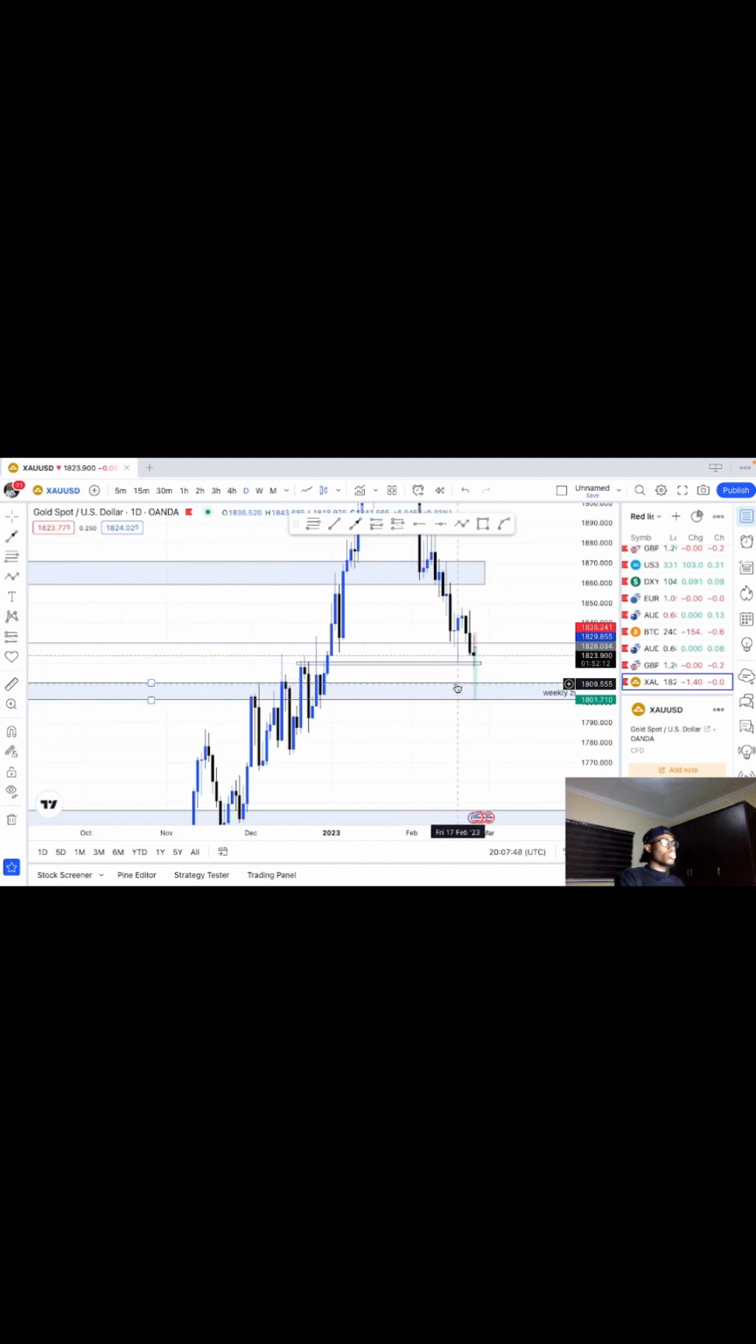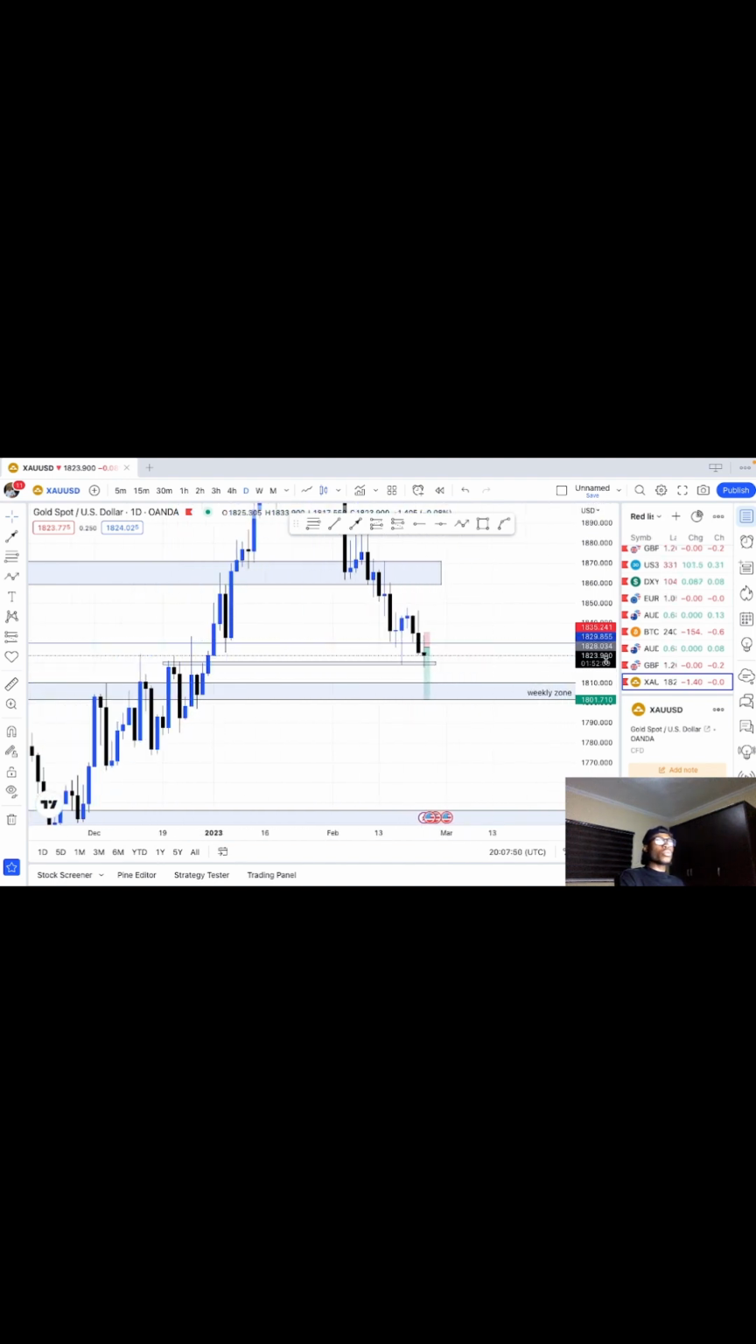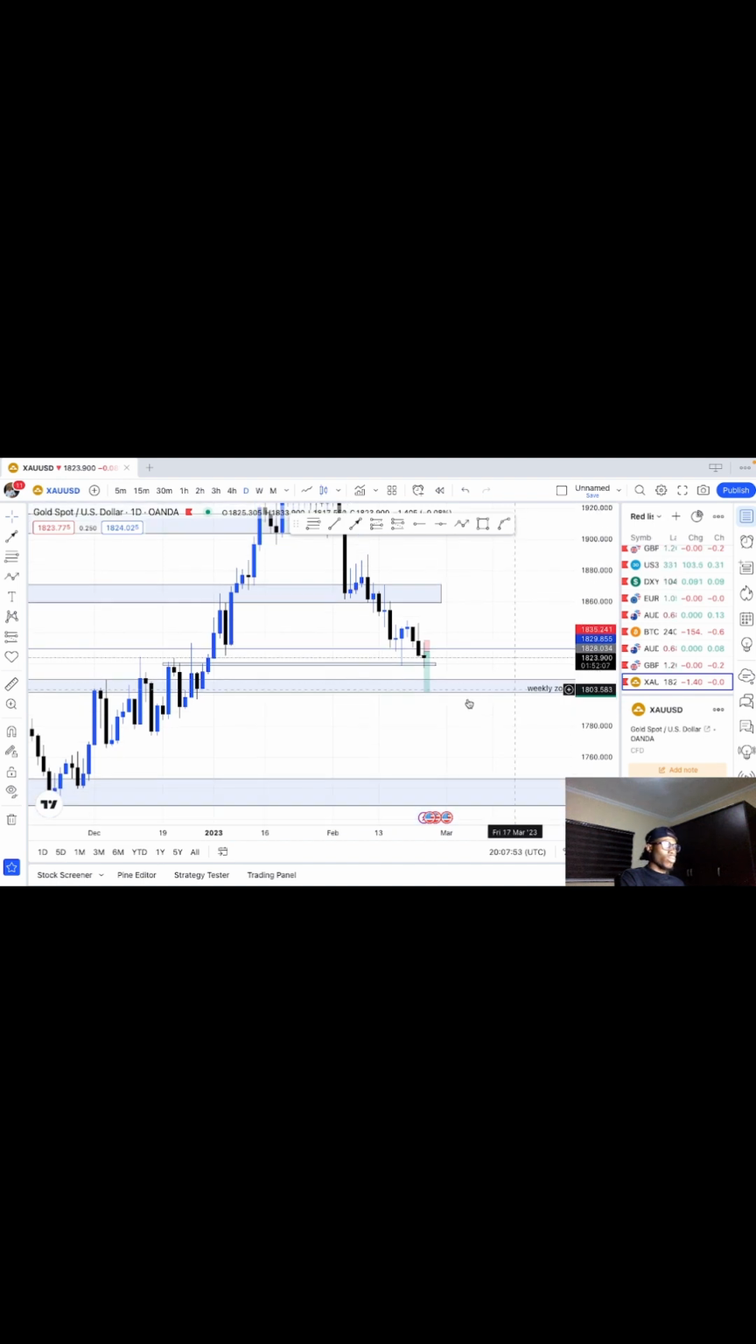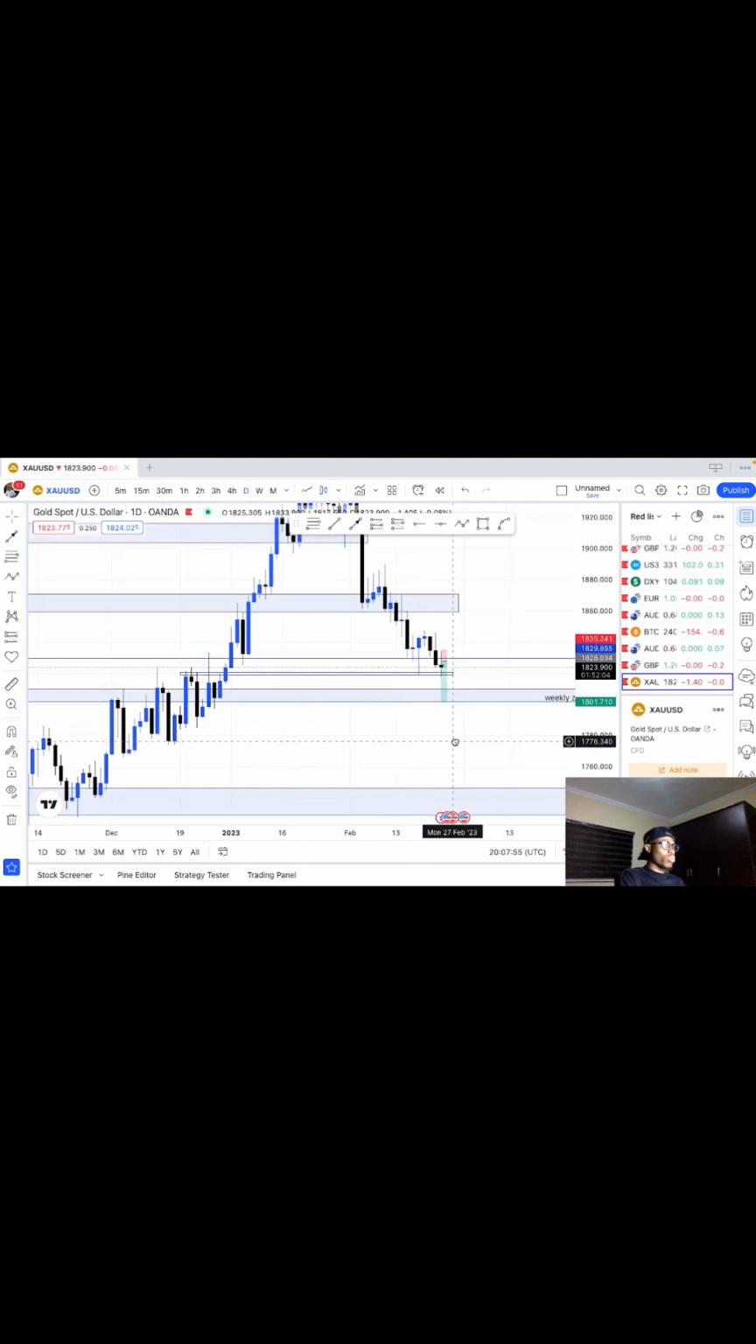Now this trade is tricky here. For gold to head further down and hit my target, my weekly zone, if I was conservative enough and didn't want to enter early, gold has to break this zone here. This is my daily time frame zone, my minor zone. This weekly zone is my major zone. This is a major zone. This is a major zone. So gold has to break this minor zone for me to be confident.